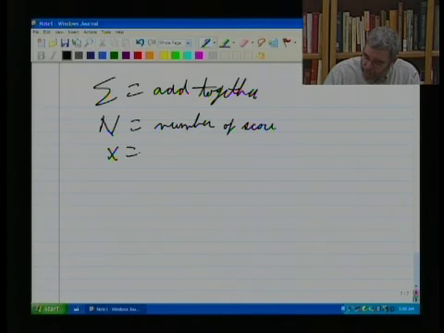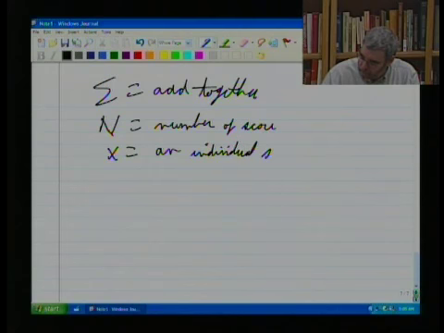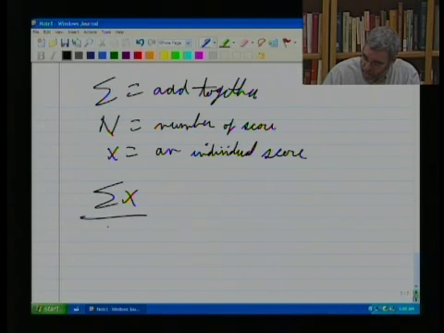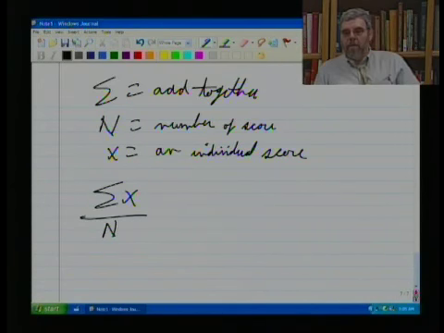And X equals an individual score. So what is this? Sigma X over N. What is that? Anybody know? Say it again. The average. That's the average.